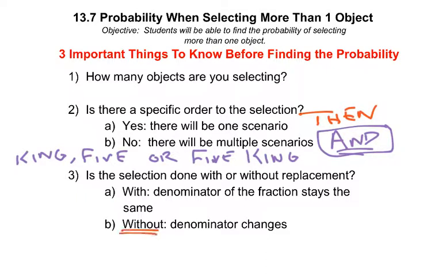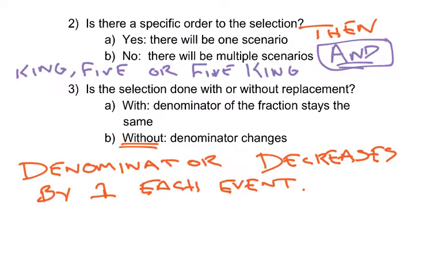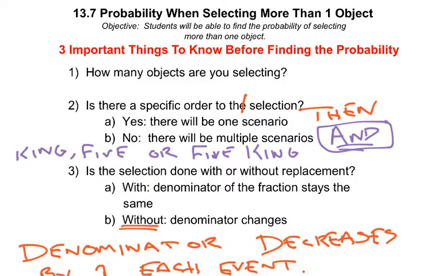However, without replacement, your denominator will decrease by 1 each time, and that's because for your first card pull, that card will not go back into the standard deck. So the deck starts with 52 cards, and then it drops to 51 cards. And the denominator will continue to decrease for each card you pull out of the deck. Do not replace it. So these are the 3 key pieces you have to pay attention to when we're moving into section 13.7 now.